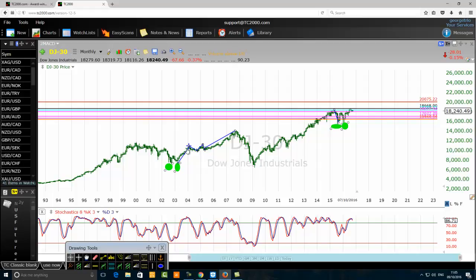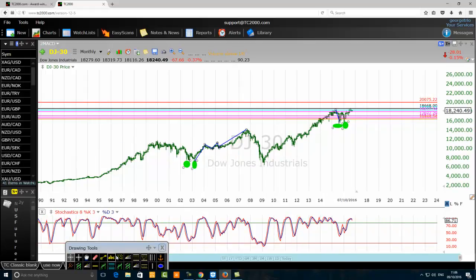Okay. This pattern has been formed before. After this double bottom chart pattern, now we see the same thing being formed here. Can you see it? So, what we have seen before.